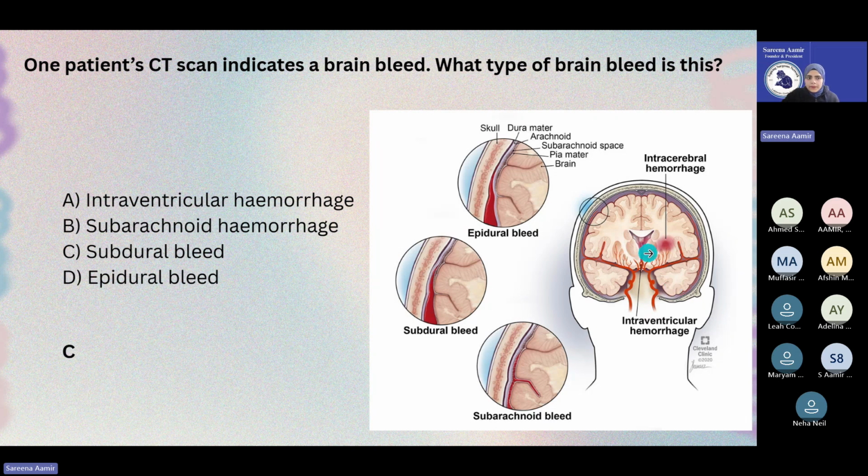And so yeah, an epidural bleed happens between the skull and the dura mater. So it's around here. It doesn't happen inside the brain. It happens just at the top of the skull cavity.